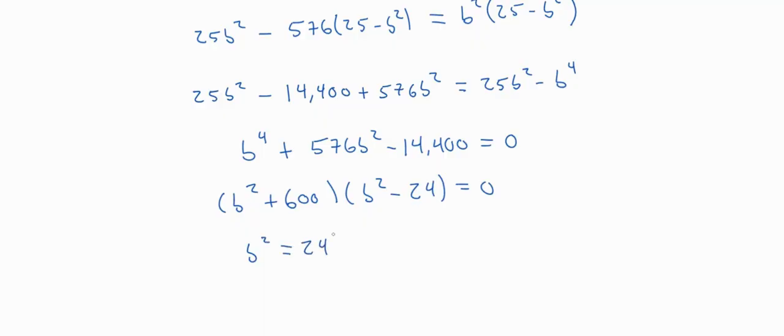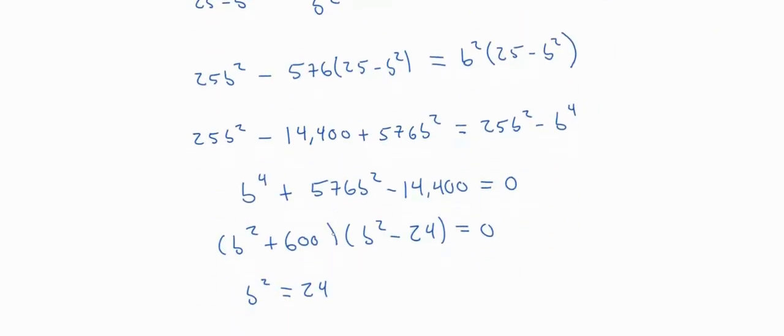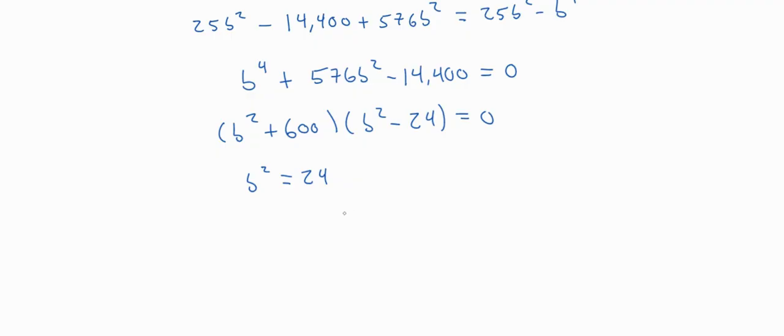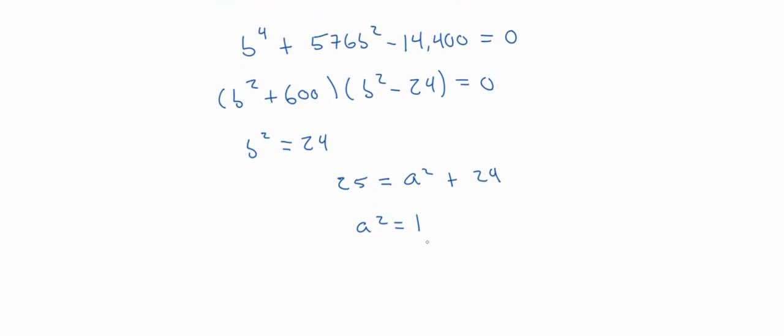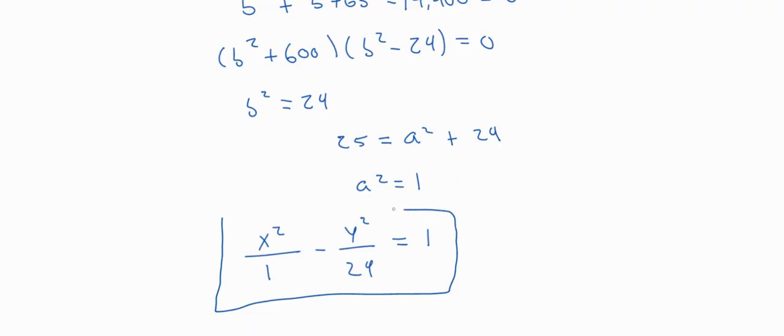Awesome. So now we can look back at the top here where we had that c squared equals 25, and we can go ahead and plug in what we just solved for the b squared. So we have, let's see here, 25 equals the b squared plus a squared. So we have a squared plus 24. And so that means that a squared equals 1. Alright, so now we can go ahead and write our final equation here. We have a squared is 1, b squared is 24. So our final equation is going to be x squared over 1 minus, well, let me change that a little bit, y squared over 24 equals 1. And that right there is going to be our final answer.